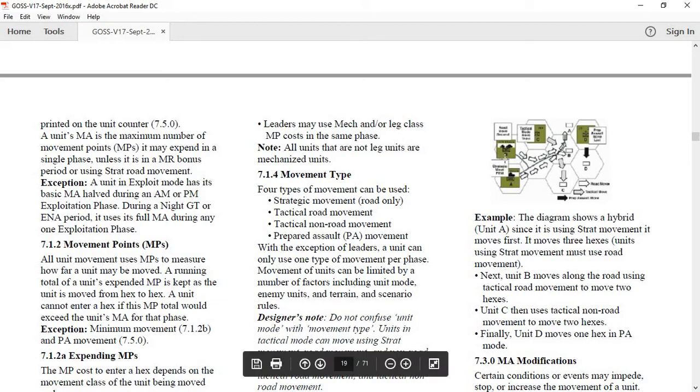Next, unit B here moves along the road using tactical road movement to move 2 hexes, 1 and 2. Unit C then uses tactical non-road movement to move 2 hexes, 1, 2. Finally, unit D moves 1 hex in PA mode, here to here.